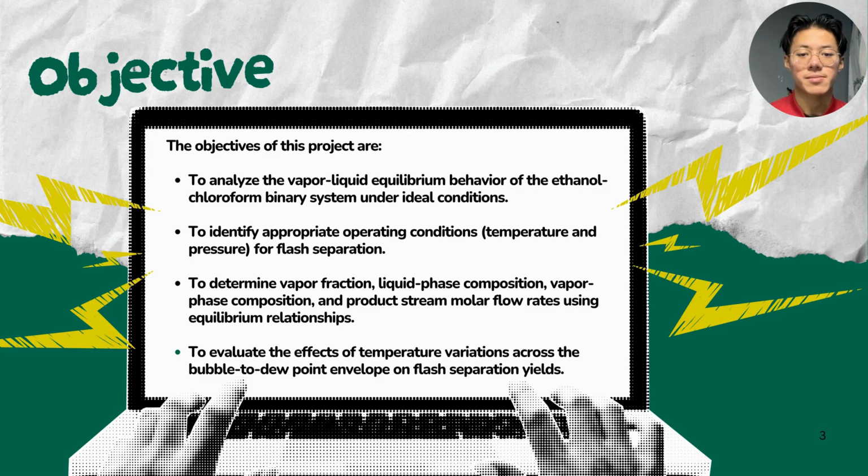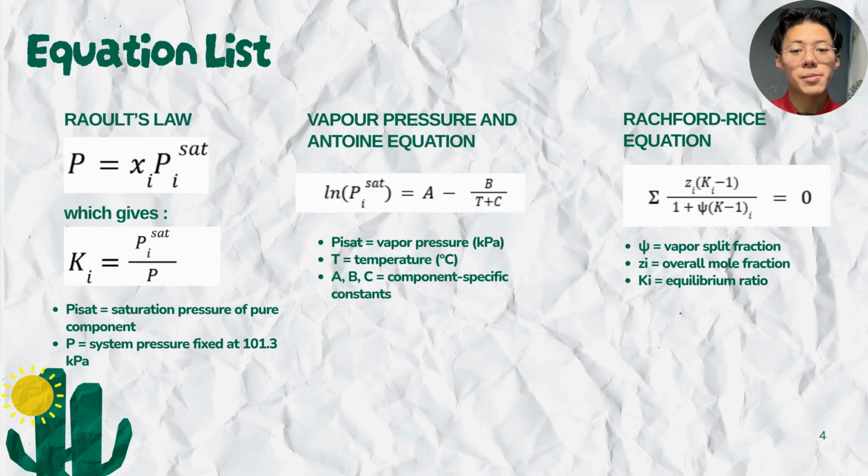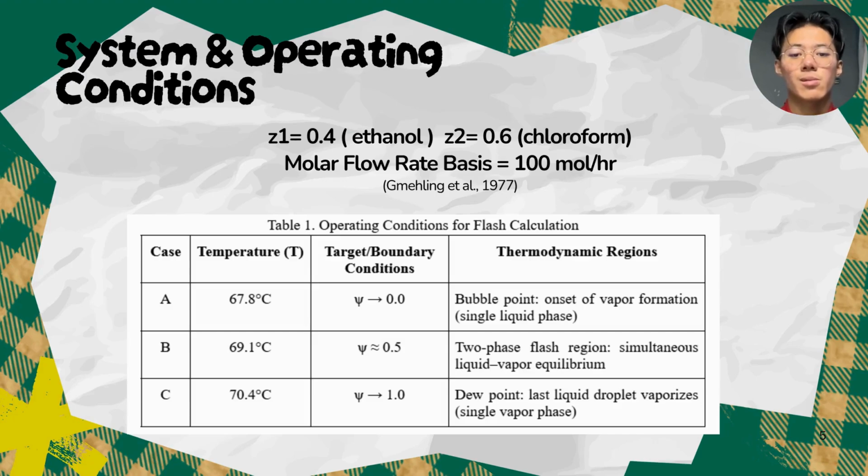and flow rates. We use Raoult's law to define our equilibrium K value, calculating component saturation pressure via the Antoine equation. This ratio was then applied to the Rachford-Rice equation to solve for the vaporized feed fraction. We evaluated three cases. Case A at the bubble point, 67.8 degrees Celsius, case C at the dew point, 70.4 degrees Celsius, and case B at 69.1 degrees Celsius. Our feed is 100 mol per hour at 40% ethanol and 60% chloroform, giving us a stable 2.6 degrees Celsius operating window clear of the azeotrope.